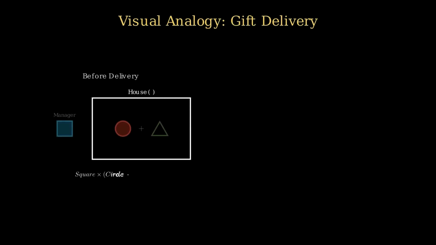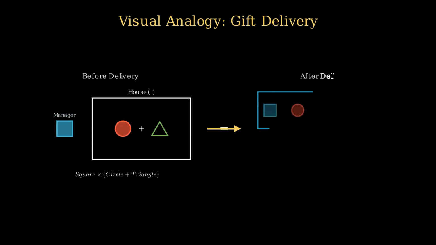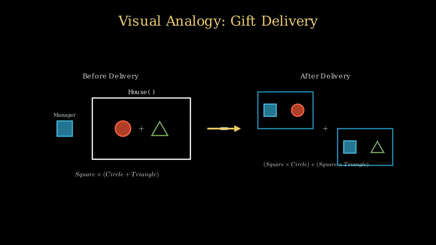Let's visualize this with a gift delivery analogy. Imagine a house containing one person inside a circle room and another inside a triangle room. A delivery manager, represented by the square outside, brings special items. The manager outside must deliver the item to every single person inside the house. So, the circle person gets an item and the triangle person also gets an item. Everyone gets a share equally.